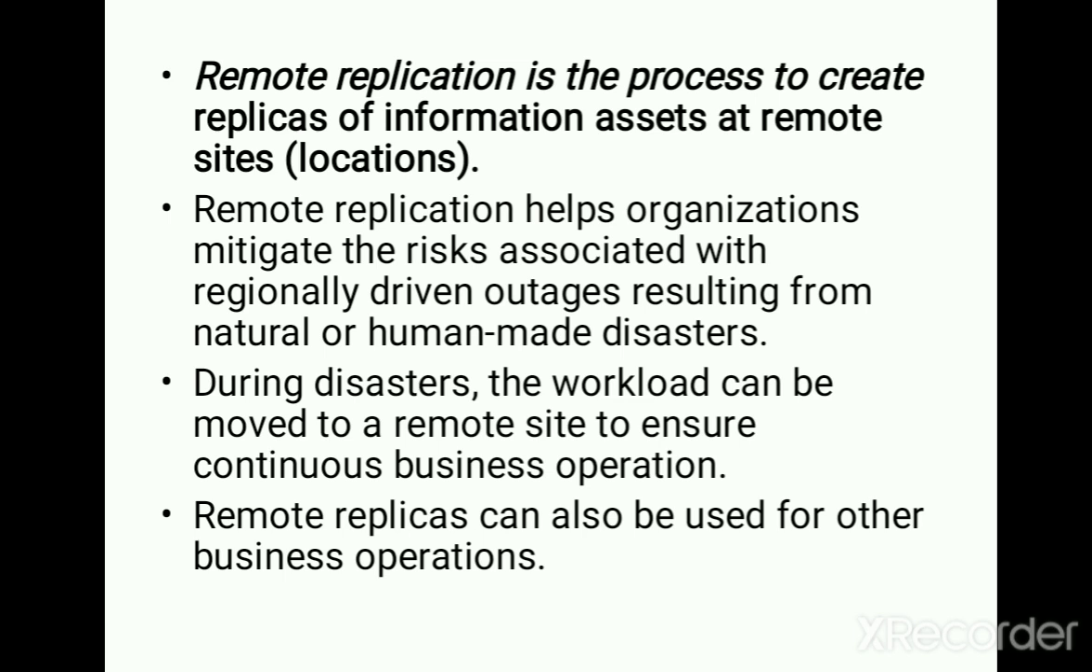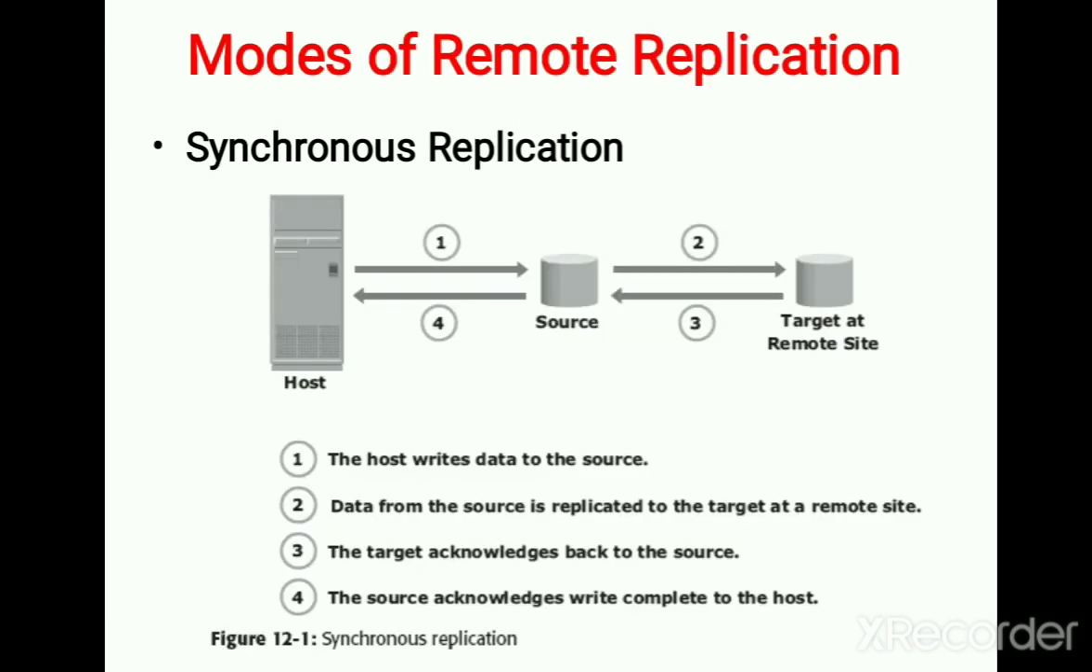In remote replication, the data is replicated at different geographical locations, and when any sort of disaster takes place, the business operation still keeps continuing, accessing it from the different geographical locations wherever the data is replicated. Now we have different modes of replication. There are two modes of replication. The first one is synchronous and the second one is asynchronous.